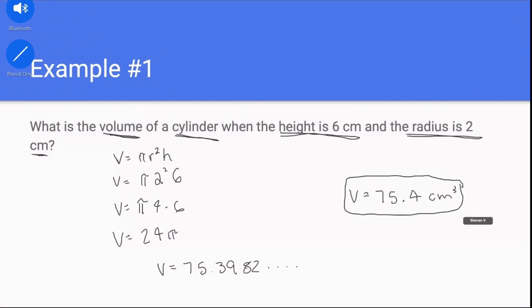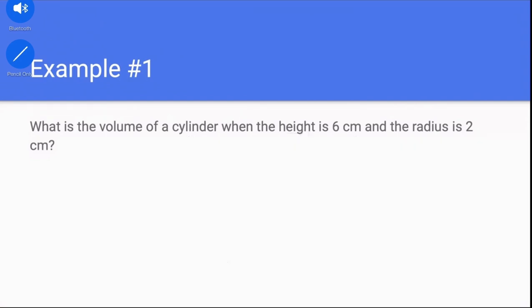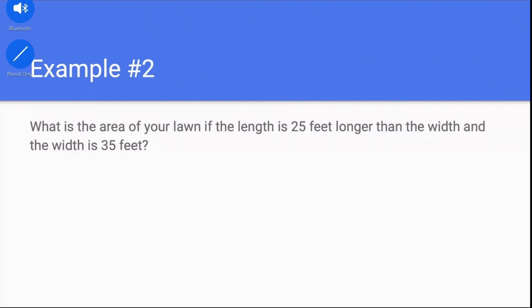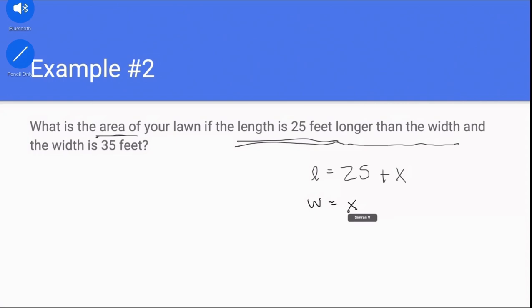Moving on to the second example, which is, what is the area of your lawn if the length is 25 feet longer than the width and the width is 35 feet? So first, just underline the important parts. It's asking for area, it gives us the length, and, well, it doesn't give us the length. It tells us that the length is 25 plus the width, which we're just going to put as x. And the width is going to be 35 feet, so it's going to be 25 plus 35. So x is equal to 35.